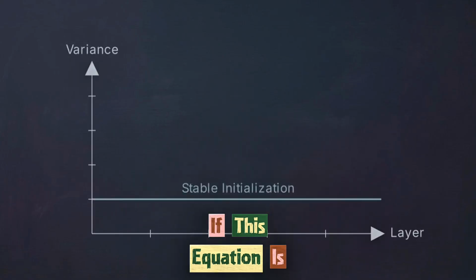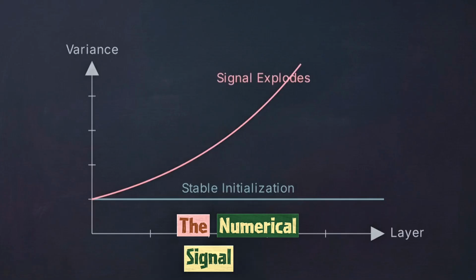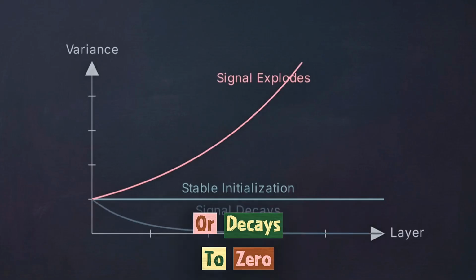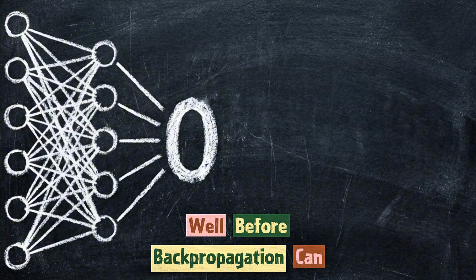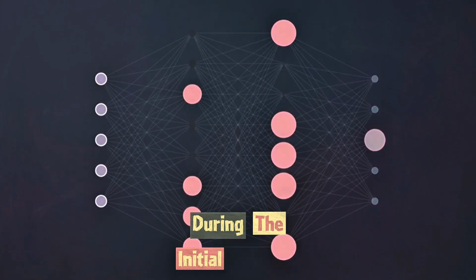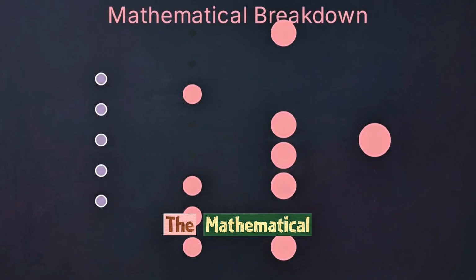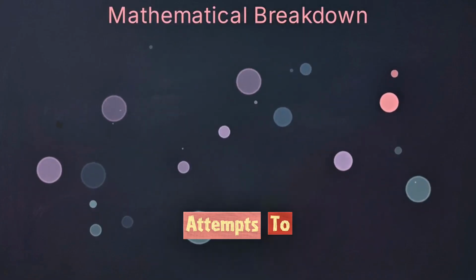If this equation is unbalanced, the numerical signal either explodes or decays to 0 during the very first forward pass, well before backpropagation can even begin its work. Without strictly preserving variance during the initial forward flow, the mathematical structure is flawed before it ever attempts to learn.